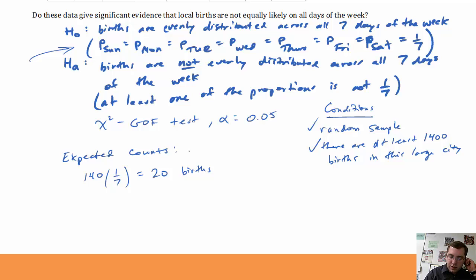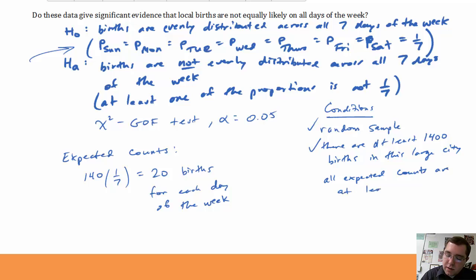So our expected counts would be 20 births for each day of the week. In this case, the expected count for each day of the week is the same. It will not always be that way. For this test it is that we want it to be evenly distributed, so they would be the same for each category. So when we check our conditions, we would say all expected counts are at least 5. And that's all I need to write there because I've already written over here what the expected counts are, and they're 20 for each day.